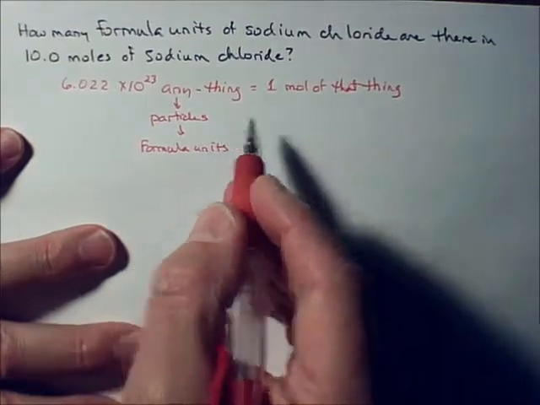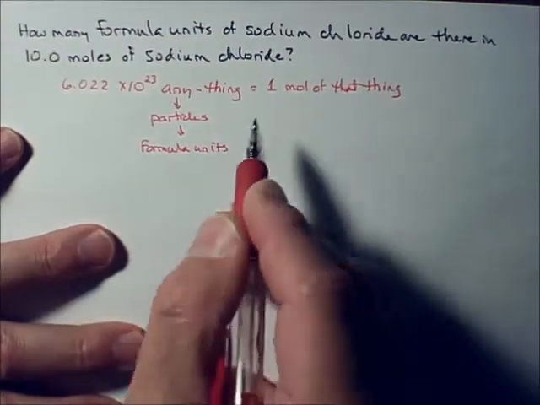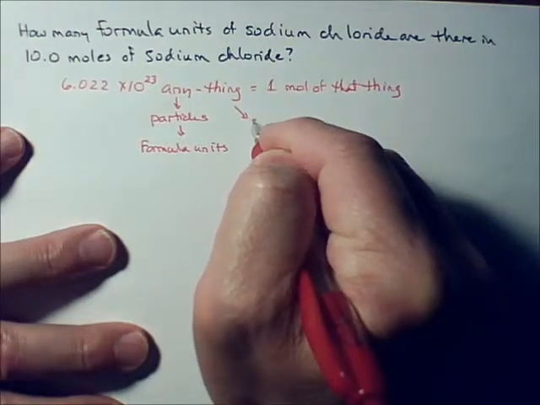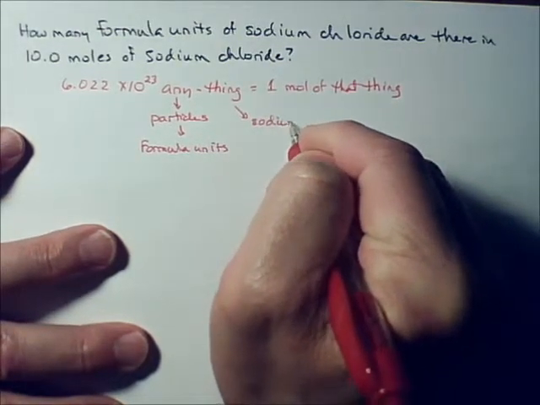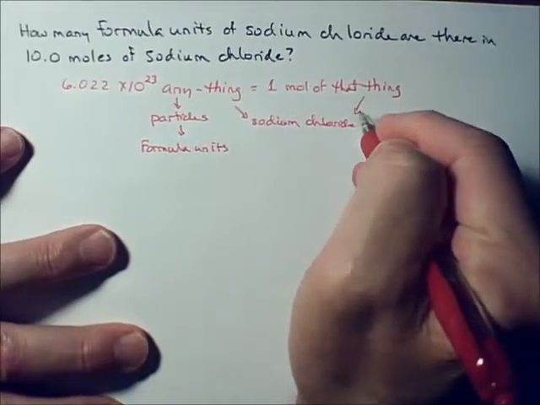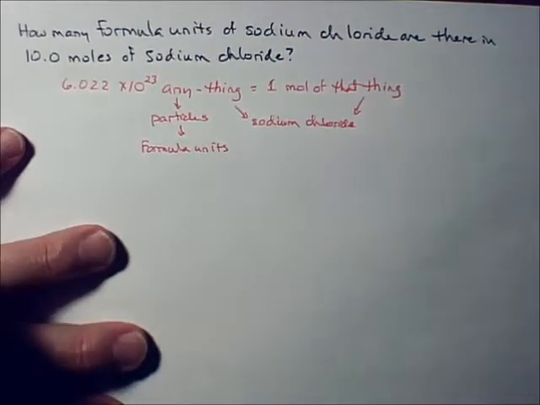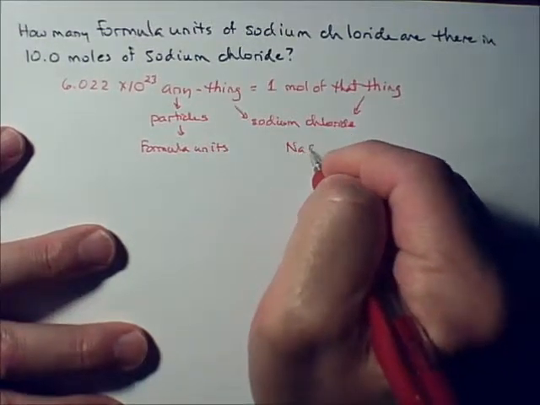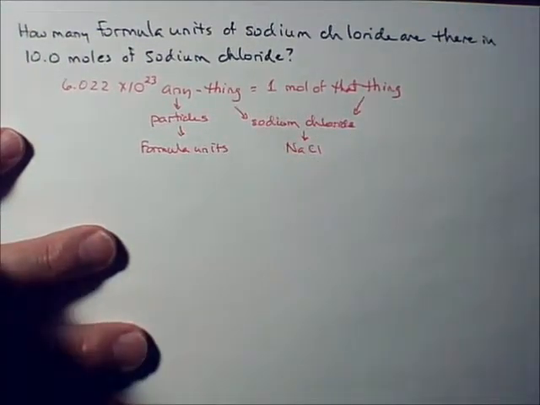So what is the thing? I've got thing on this side, thing on this side. Sodium chloride. The thing part in this case is sodium chloride. So what's the formula for sodium chloride? Make it easy on ourselves. NaCl. So that's our thing.